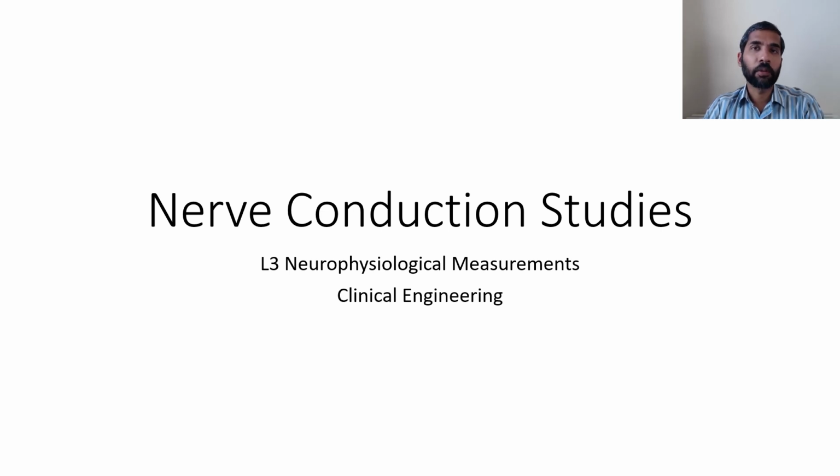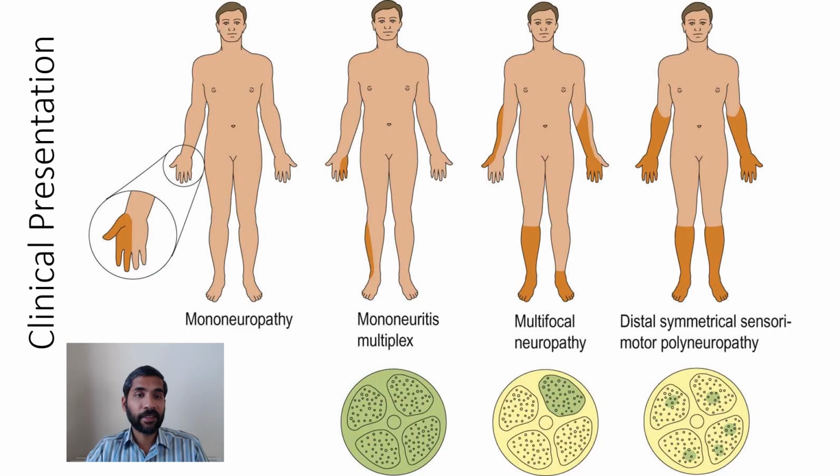Hi and welcome to this second video, and in this video we're going to look at nerve conduction studies. As I mentioned before, nerve conduction studies are part of neurological measurement where we are trying to test the peripheral nervous system. Okay, so let's say you have a person come with a clinical presentation of either motor or sensory loss in certain parts of the body.